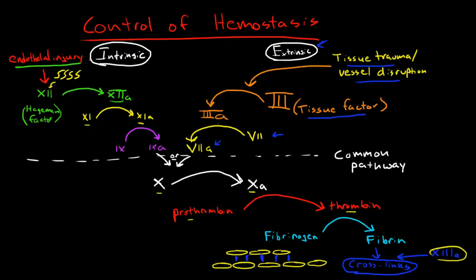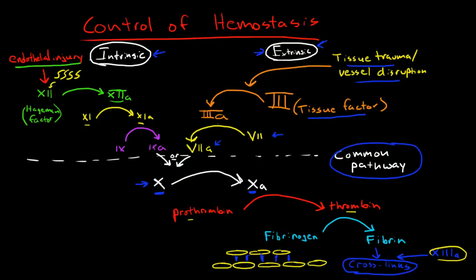So everything from factor 10 down is called the common pathway, because whether it's starting from the extrinsic pathway or intrinsic pathway, once we activate factor 10 to factor 10A, then the pathways are the same.